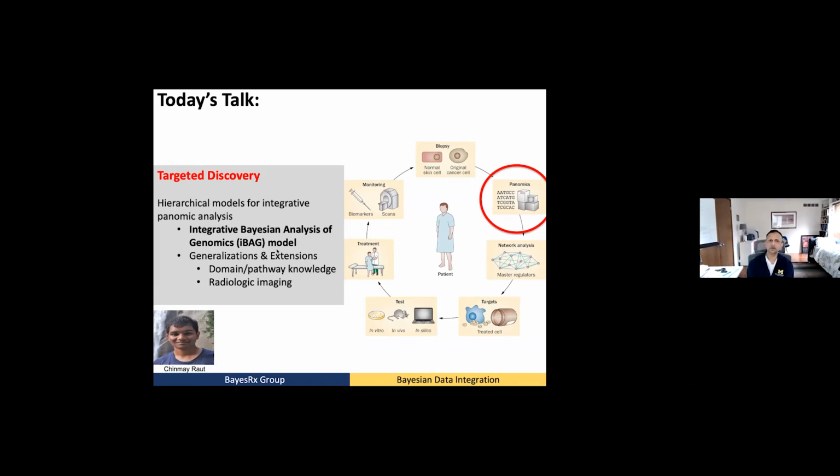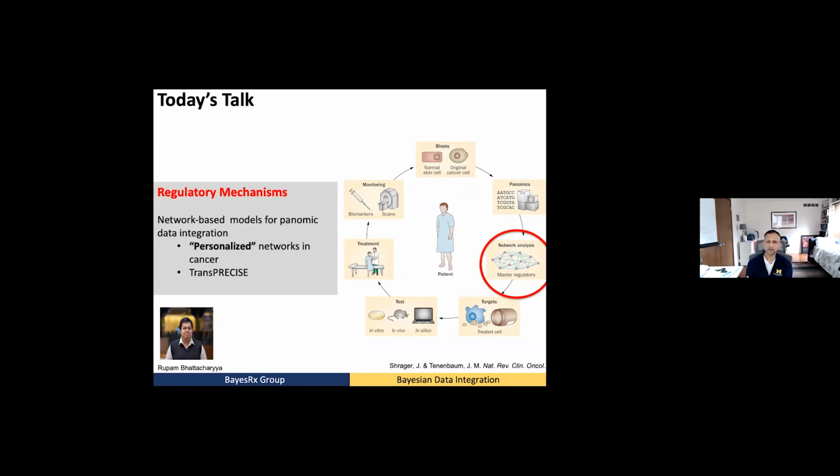One is on targeted discovery, and specifically a class of models called the iBAG models, which stands for Integrative Bayesian Analysis of Genomics Model, and then briefly hit upon some generalization extensions, but that's the part that Chinmay will be showing towards the end of the talk about a Shiny app and a demo of that. And then Rupam Bhattacharyya will be talking about a complementary as well as an orthogonal stream of work in data integration.